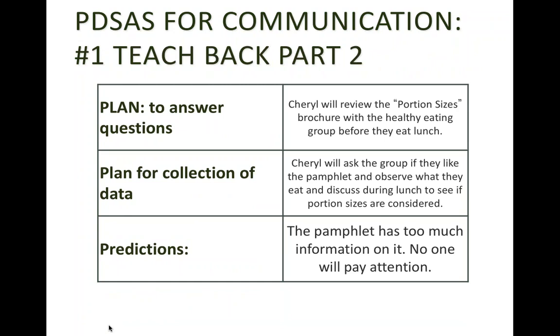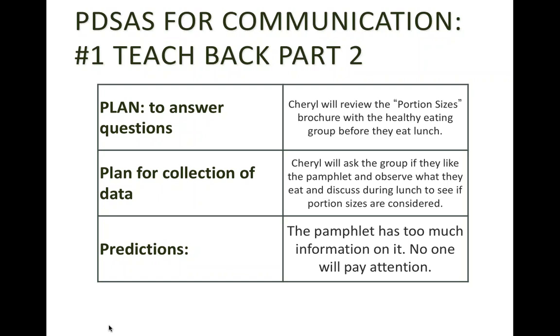Then the plan for collection of data, Cheryl will ask the group if they like the pamphlet and observe what they eat and discuss this during lunch to see if portion sizes are considered. So you see, this addresses a bunch of things. There's some qualitative in here. There's some data that helps you answer the question, and will let you know about your prediction. And it's also just direct observation of what's happening as well. So there's a whole bunch going into just what looks like a simple data collection process.